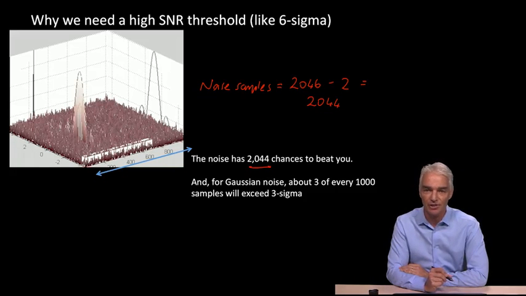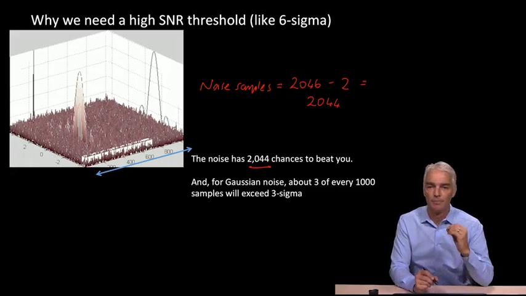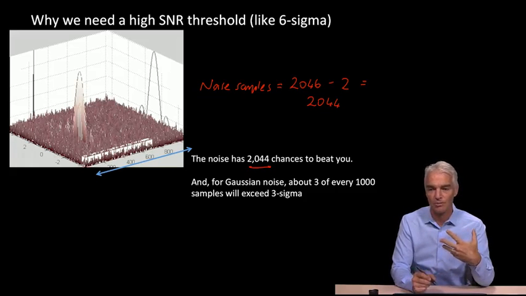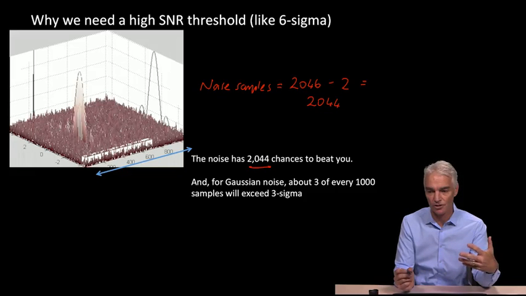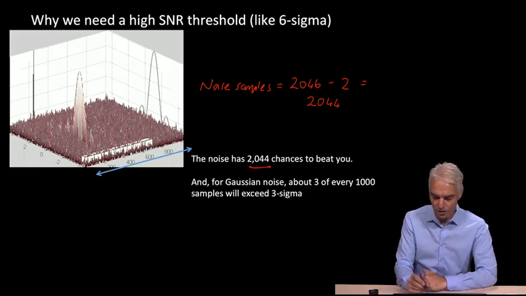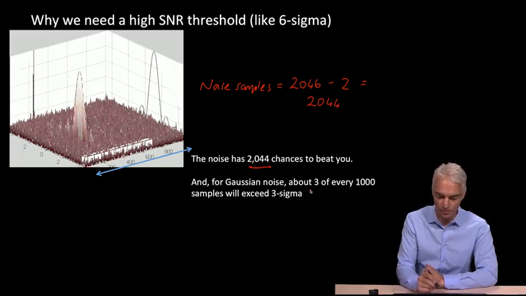Now, how likely is it that the noise would hit 3 sigma? Well, if you look at a Gaussian distribution, about 3 of every 1,000 samples exceeds 3 sigma. You might remember in a Gaussian distribution, the number 99.7 is associated with 3 sigma. 99.7% of a sample set is less than 3 sigma, where sigma is the standard deviation of these random variables. So in 2,000 noise samples, you'd expect something like 6 to be above 3 sigma.